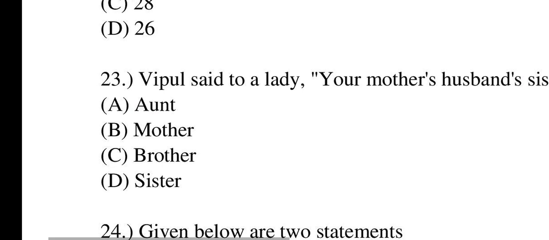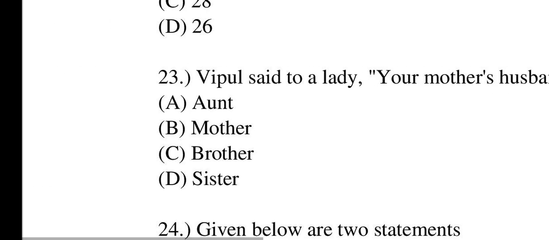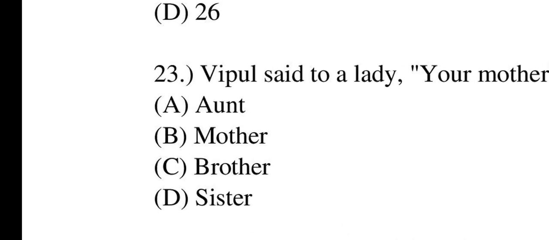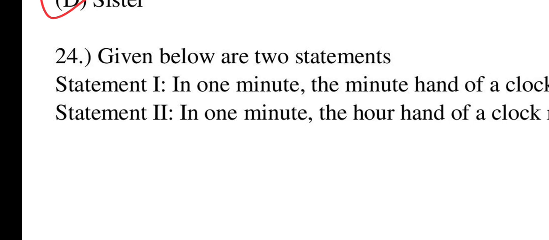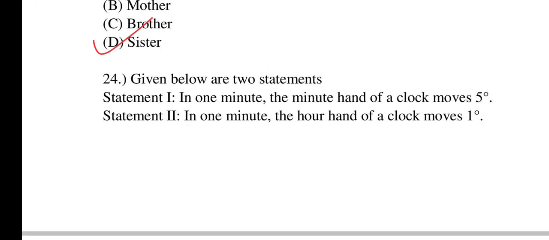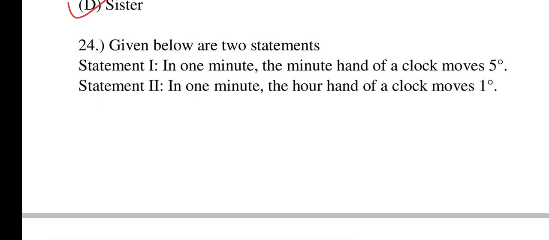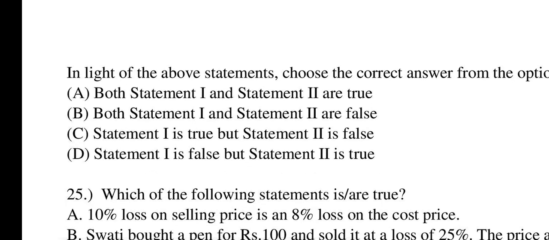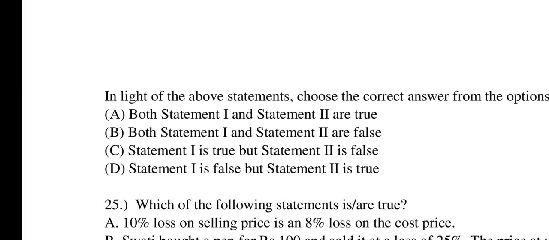23 says, Vipul said to a lady, your mother's husband's sister is my aunt. How is the lady related to Vipul? Aunt, mother, brother, sister. Option D will be correct, sister. 24 says, given below are two statements. Statement 1 says, in 1 minute the minute hand of a clock moves 5 degrees. Statement 2 says, in 1 minute the hour hand of a clock moves 1 degree. Choose the correct answer from the options given below: both statements 1 and 2 are true, both are false, 1 is true and 2 is false, 1 is false and 2 is true. For 24, the correct option will be B, both are false.